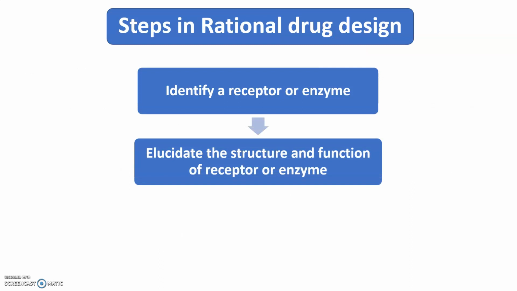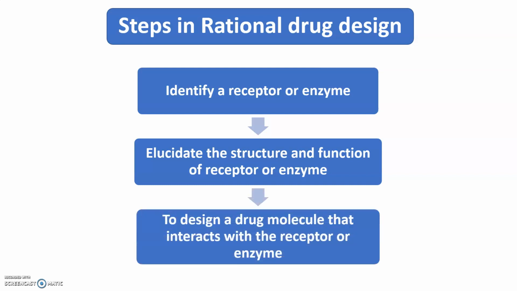There are mainly three steps in the rational drug design. The first step is to identify a receptor or enzyme. The second step is to elucidate the structure and function of the receptor or enzyme. And third step, to design the drug molecule that interacts with the receptor or enzyme.